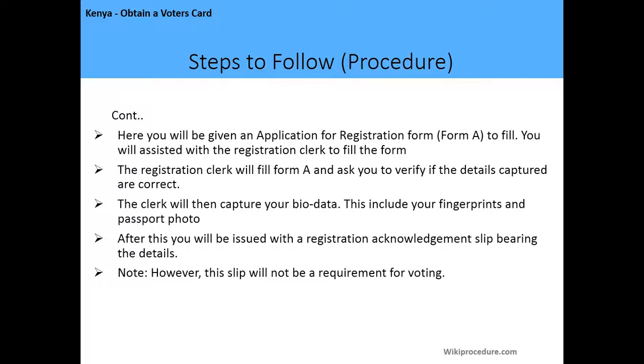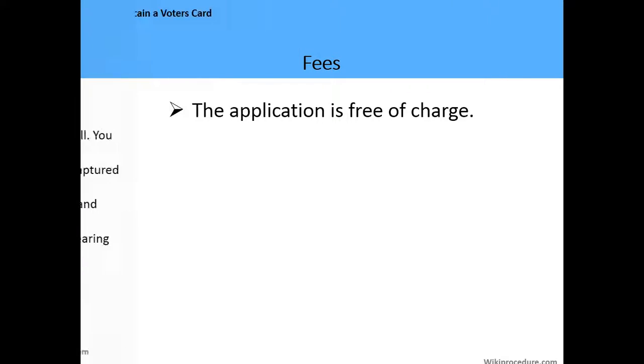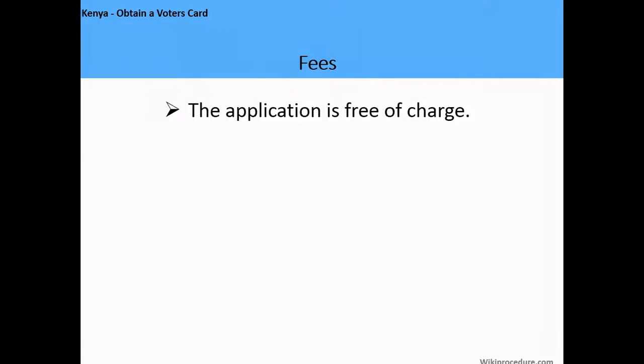And if they are correct, the clerk will then capture your biodata. This includes your fingerprints and also a passport photo. After this, you'll be issued with a registration acknowledgement slip bearing your details. You should note, however, that the slip is not a requirement during voting, and you cannot vote using the slip. This is just an acknowledgement stating your details have been captured and also showing you where you are supposed to go and vote. The application fee is free of charge.